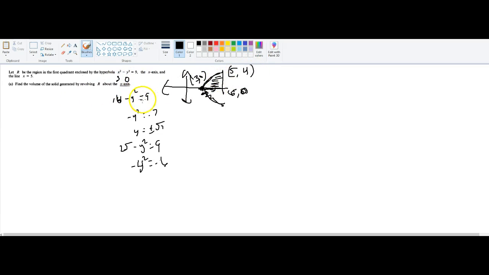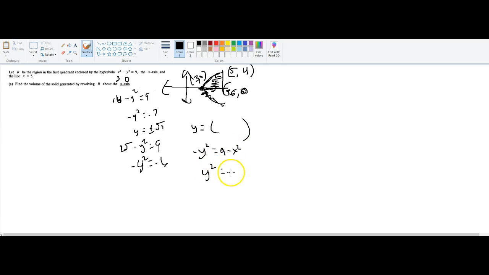So we know how to rotate things around the x-axis. We're going to rotate it this way around the axis, which means I'm going in the x direction, which means I need a y equals equation so I can write it in terms of x, right? Because my radius is going to be how far I am in the y direction. So what's the equation in terms of y? Well, I get negative y squared equals 9 minus x squared.